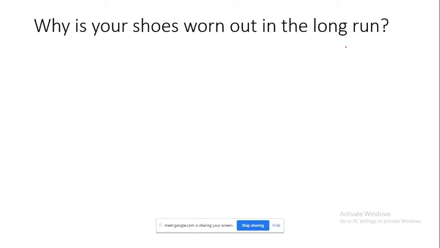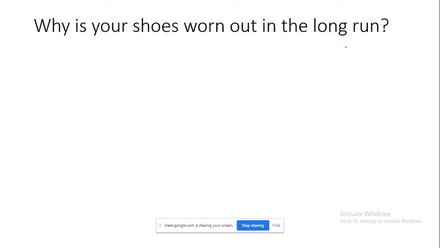Okay, Krishna Kumar, can you tell me, why are your shoes worn out in the long run? It depends on surface and friction. Okay, Pranati, so you are telling me that when we use shoes in the long run, they tear up because friction is acting. So can you explain where friction is acting? If friction is a contact force, tell me the surfaces which are in contact there. The shoes and the surface, ma'am.